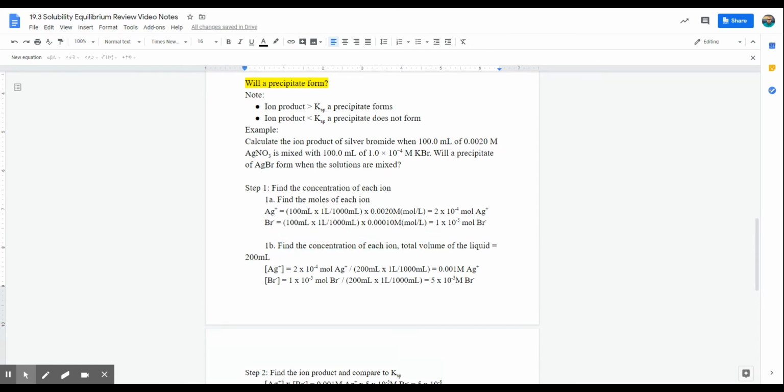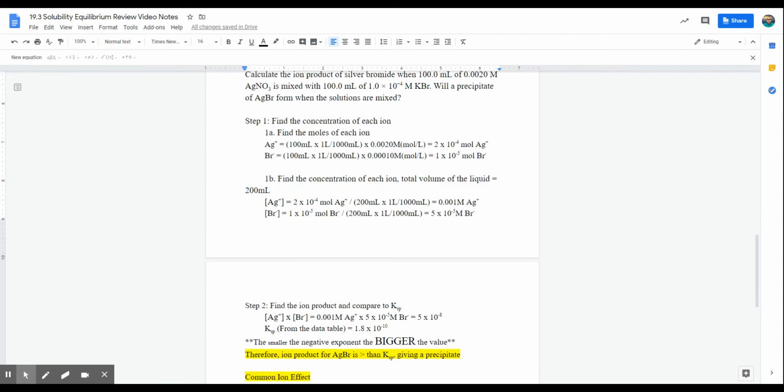So again, this came up, and I mentioned this earlier, 200 milliliters is the total solution. So looking at the number of moles, I need to divide that by the number of liters of total solution. Again, in parentheses, I've converted 200 milliliters to liters by dividing by 1,000. So essentially, it's 2 times 10 to the negative 4 divided by 0.2 liters once I solve whatever is in this parentheses. That gives me a molarity of 0.001 molar silver 1. And then I do the same thing for my bromide. And so now I have my molarities.